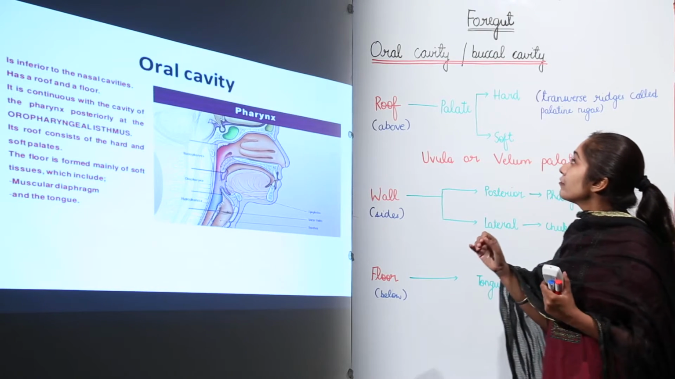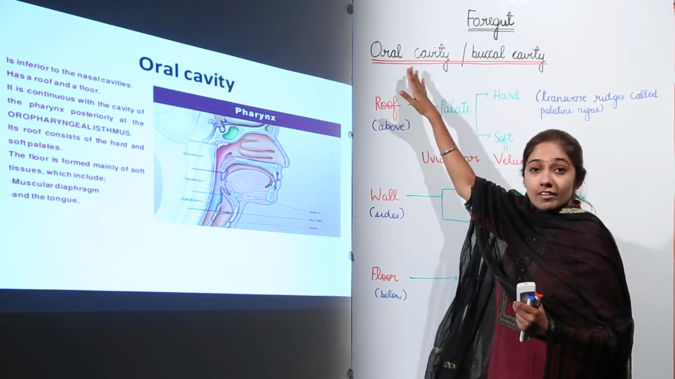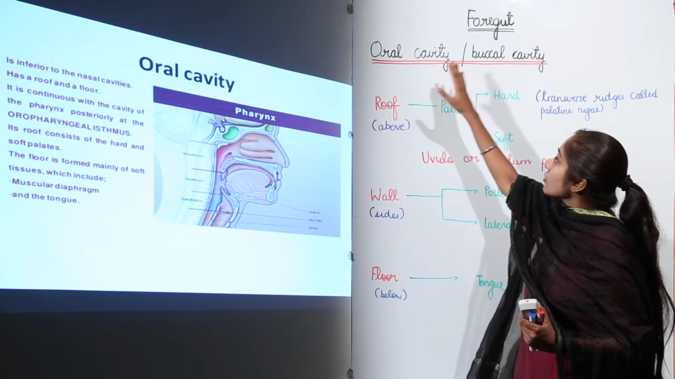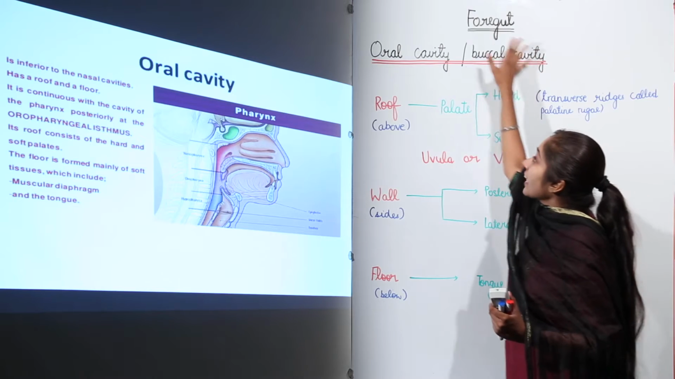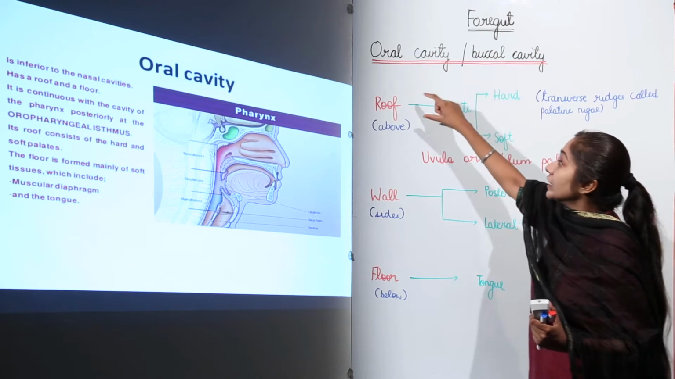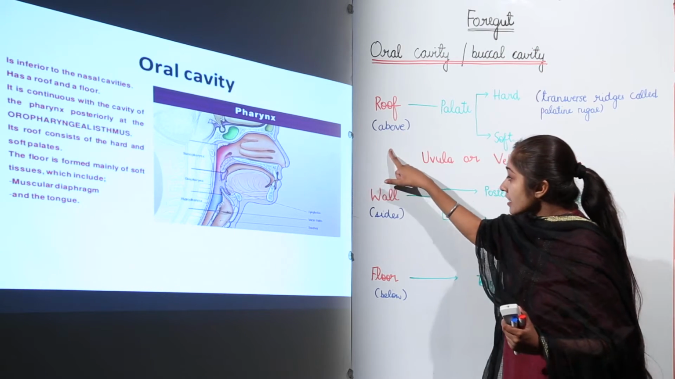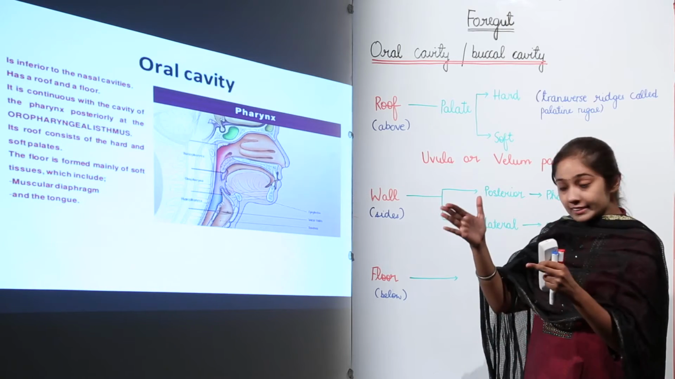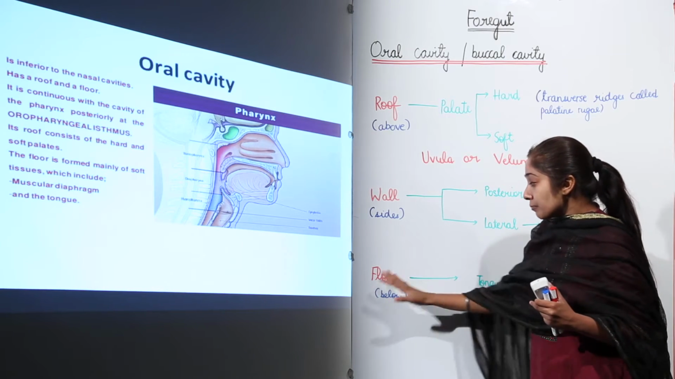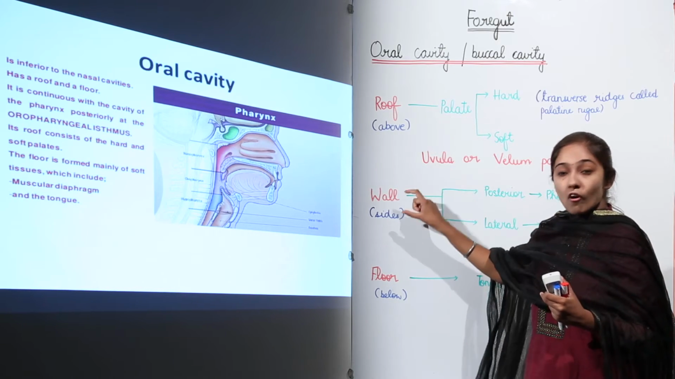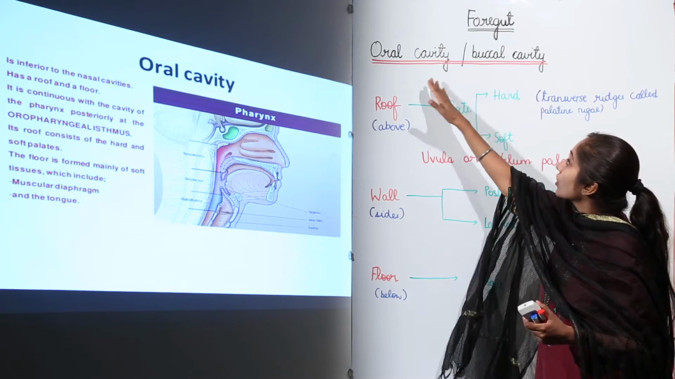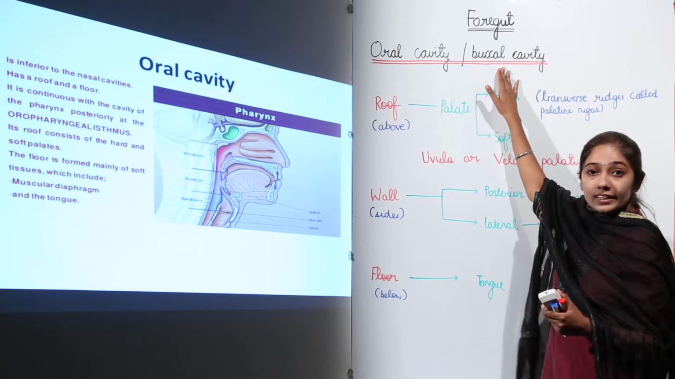Now let us begin with the next part, that is the oral cavity. This oral cavity is also known as the buccal cavity, right? So this buccal cavity or the oral cavity has a roof, the above part, wall, that is the sides, and the floor, that is the below part, the downward part. So we have roof, wall and floor of this oral cavity, or you can say the buccal cavity.